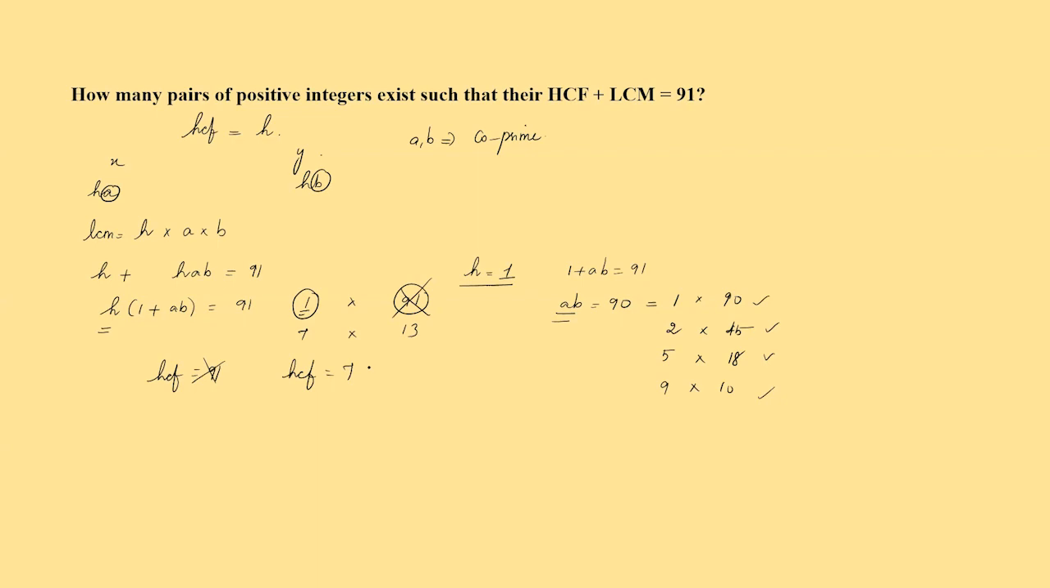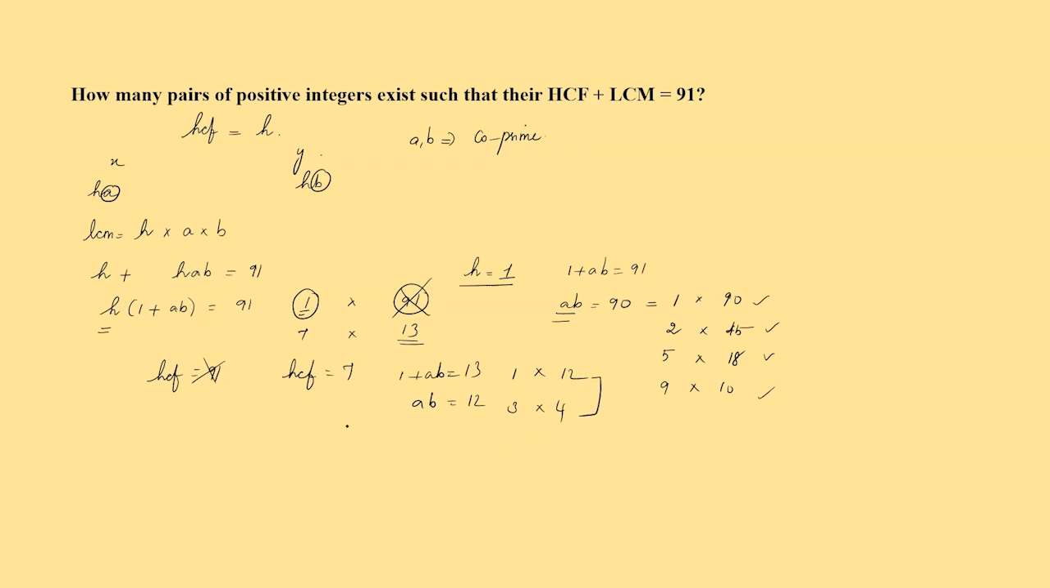Now, if the HCF is going to be 7, then 7 into the remaining here, 1 plus AB has to be 13. So AB will have to be nothing but 12, and A and B both have to be two co-prime numbers. So 1 into 12 is possible and 3 into 4 is possible. So these two are again possible here.